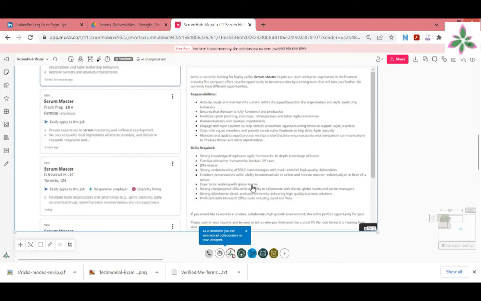Experience working with global teams, both virtual and co-located teams. We're getting used to this. Strong interpersonal skills with an ability to collaborate with clients, global teams, and senior managers. Strong attention to detail and commitment to delivering high quality business solutions. Proficient with Microsoft Office, for real, Microsoft Office that we've been using since primary school, including Excel and Visio. You can train yourself on Visio on YouTube.